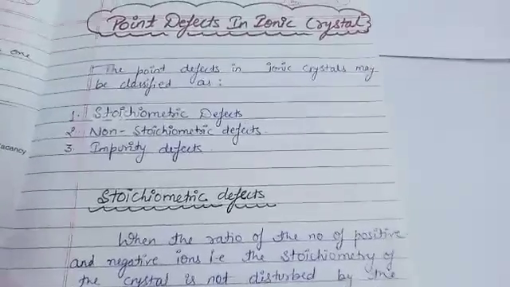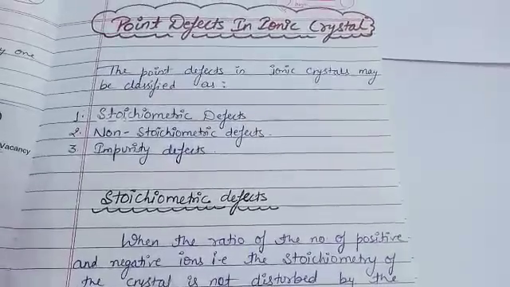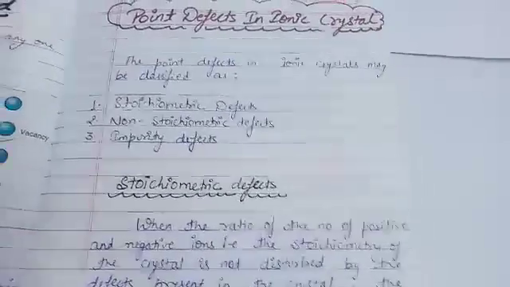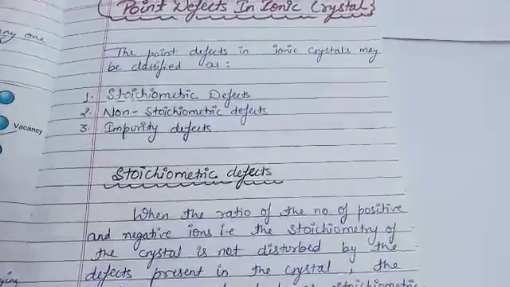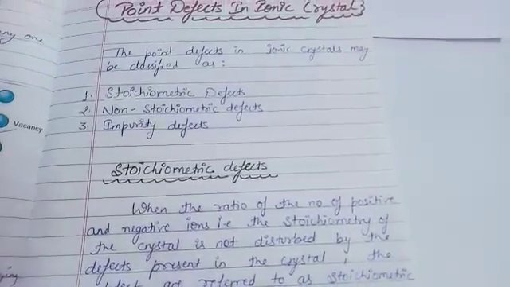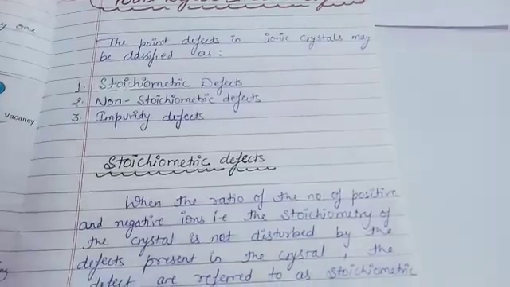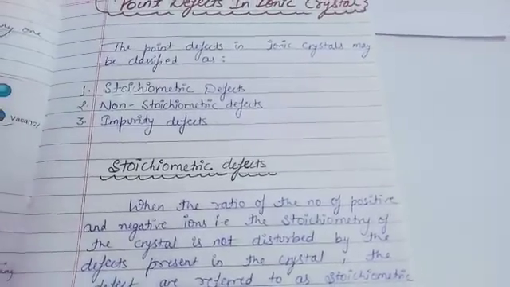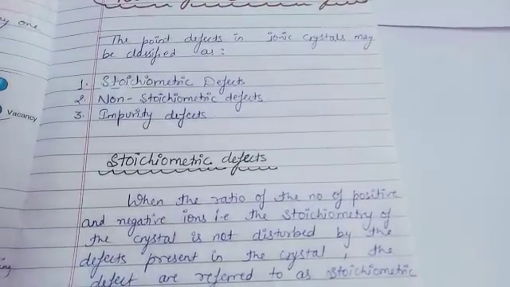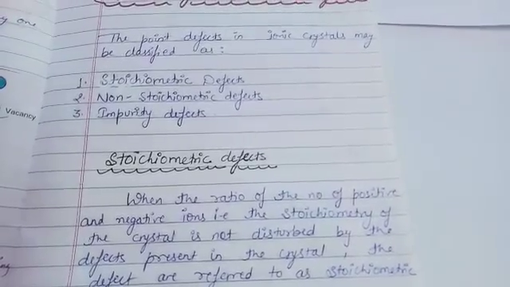Someone is saying it differently, but the word is stoichiometric defect. Now in case of stoichiometric defect, first of all you should know what stoichiometric compounds are. Stoichiometric compounds are those compounds in which the ratio of positive and negative ions is the same. Whatever the ratio is, even 1:1, the number of cations and anions is equal.